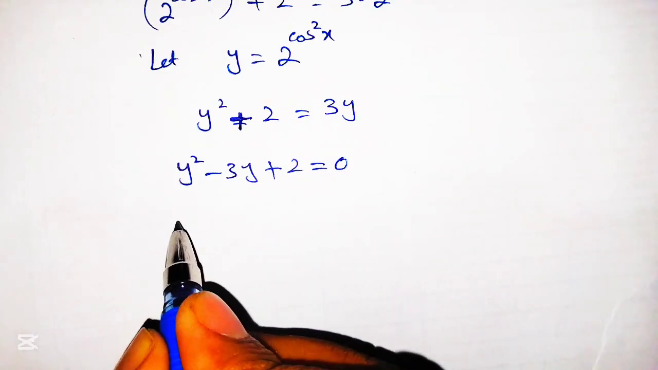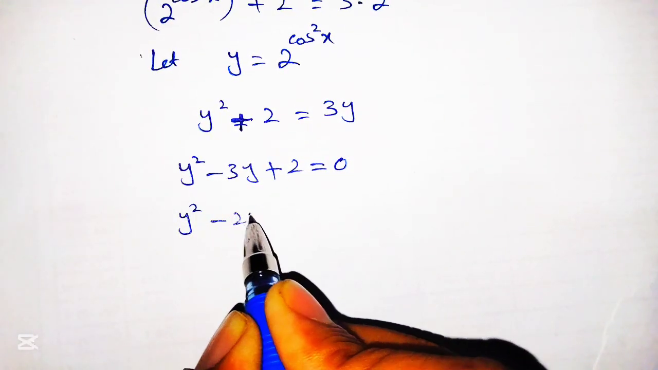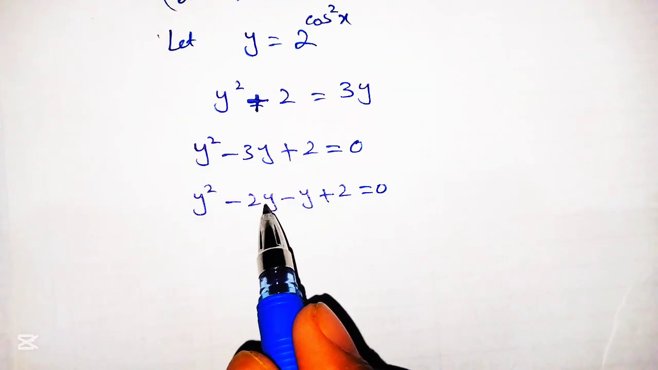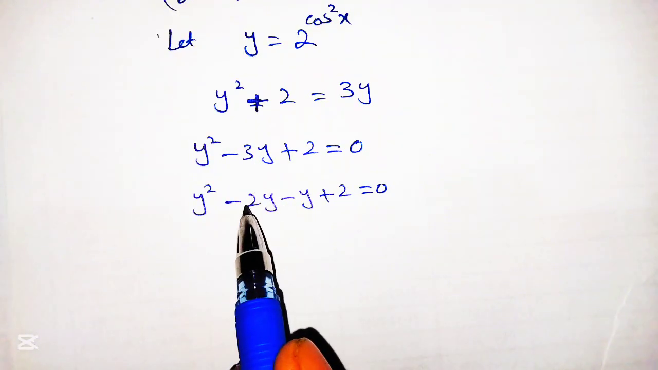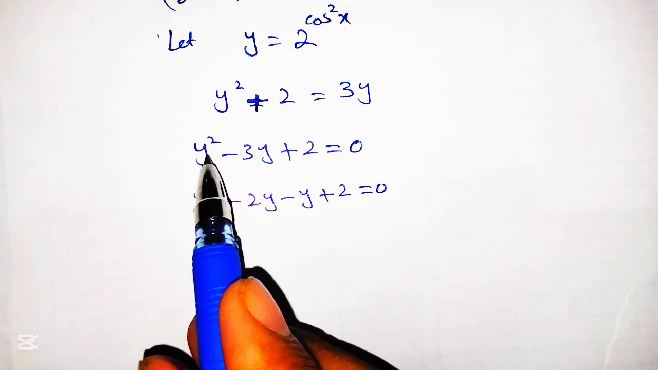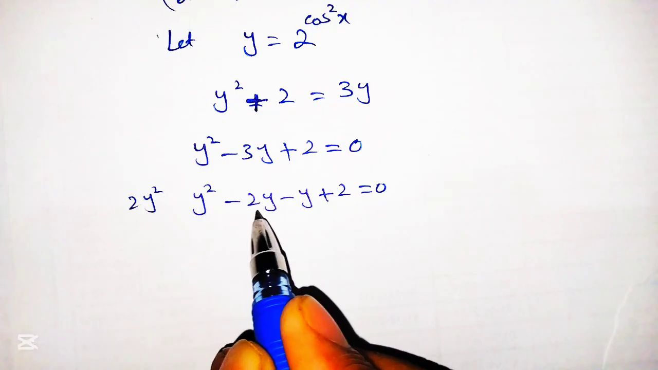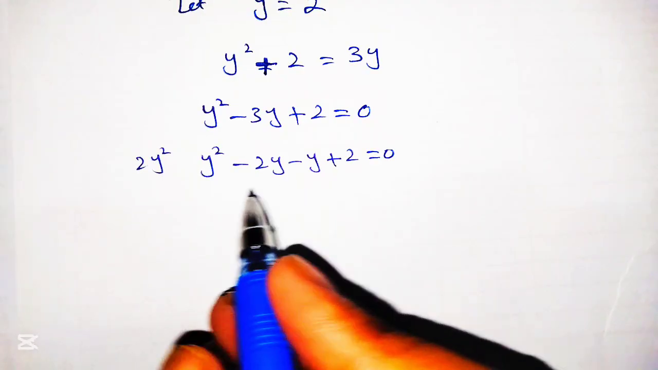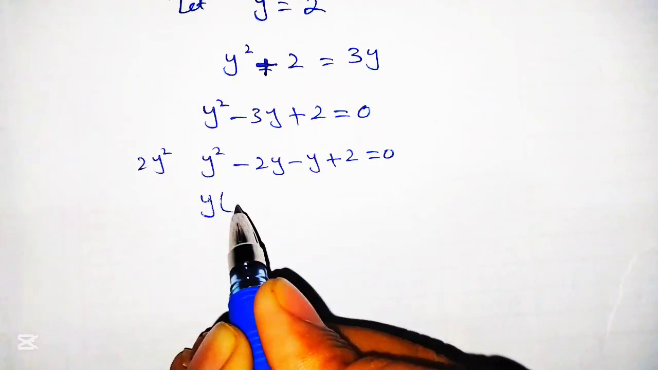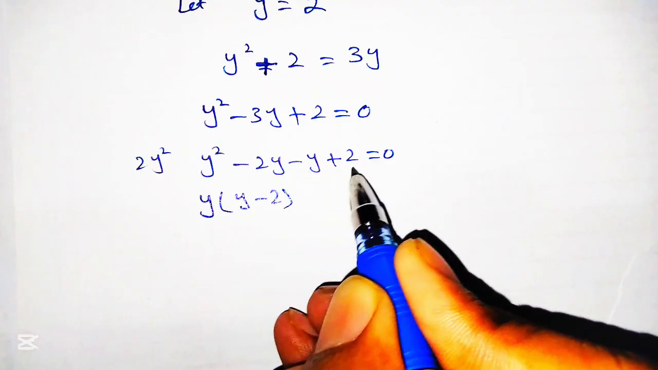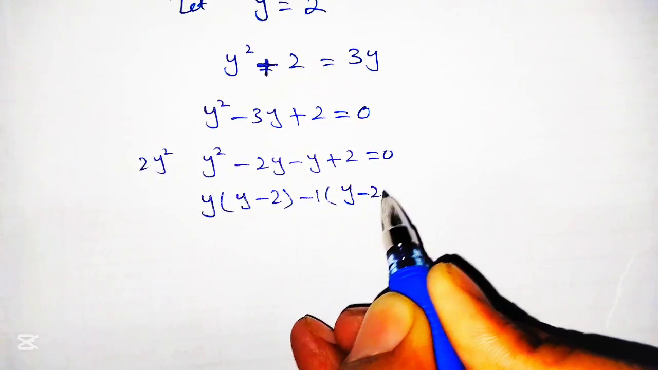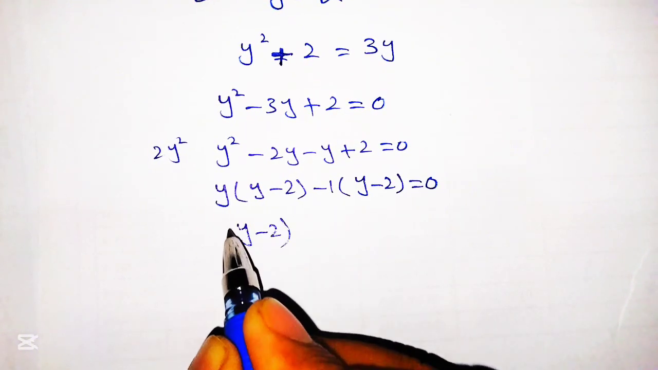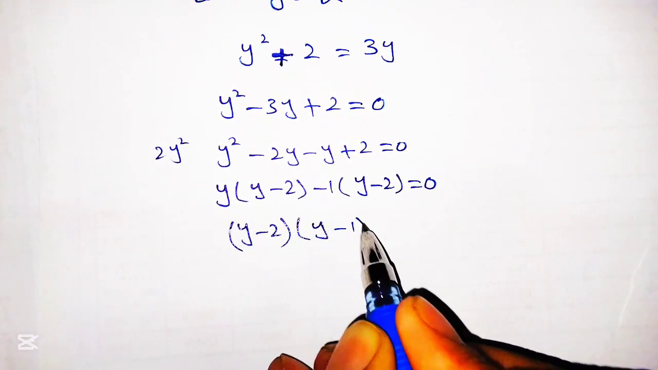Now factorizing this, we will get y square minus 2y minus y plus 2 is equal to 0. On adding minus 2y and minus y, we get minus 3y, and when we multiply these two terms, we get 2y square, that is the product term. Hence, these are the right factors. So taking y common from these two, we get y minus 2, and taking minus 1 common, we get y minus 2 from here also, which is equal to 0. Now again taking y minus 2 common from these two, we get y minus 1 is equal to 0.